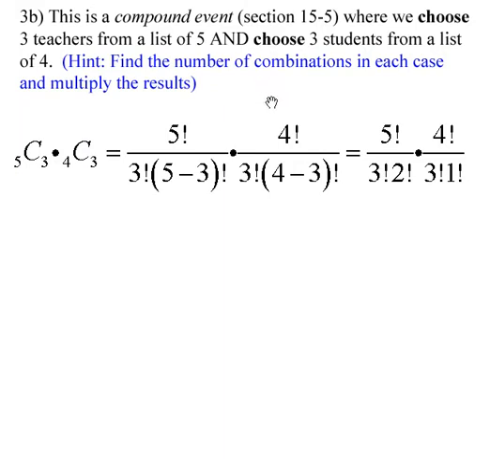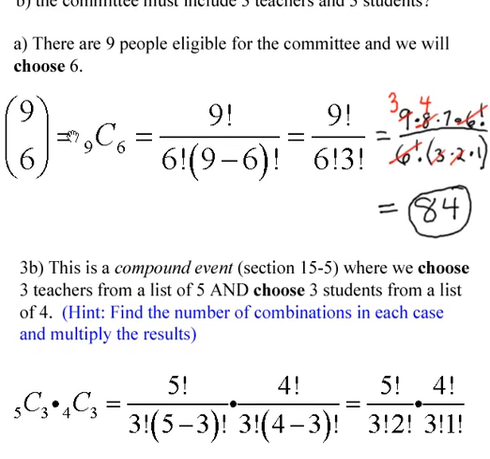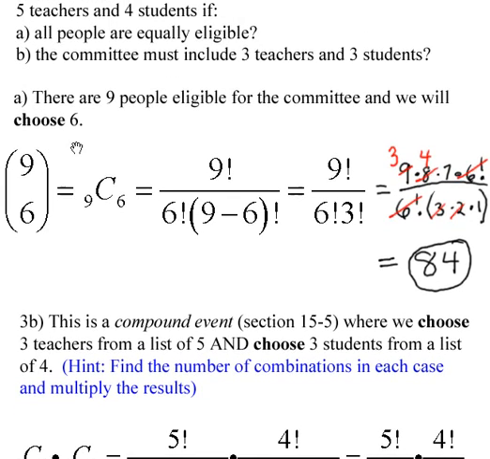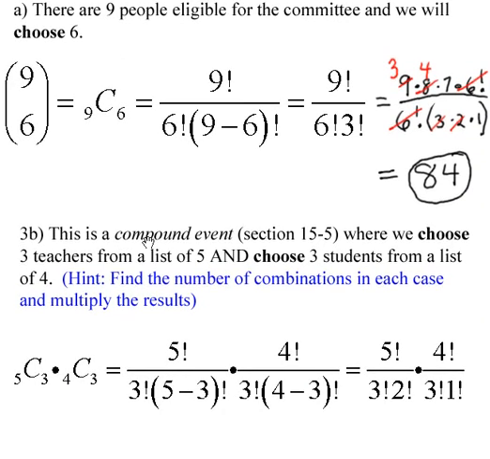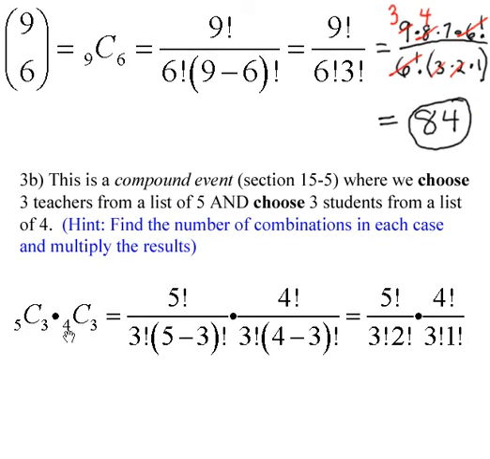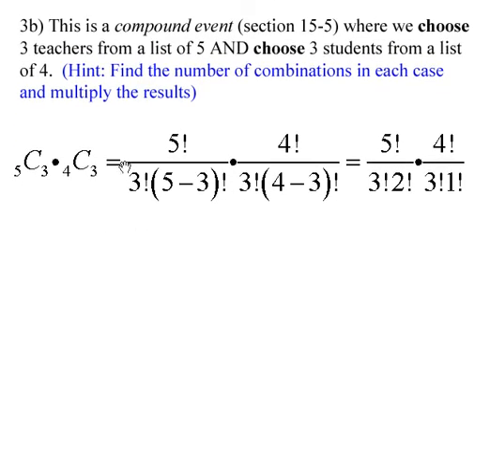So here's where we've got our numbers in our formula from. We've got 5 teachers to choose from, and we're going to choose 3. And we have 4 students to choose from, and we're going to select 3. Okay, we started with 5 teachers, 4 students. So for teachers, 5 choose 3. For students, 4 choose 3. We're going to do each formula and then multiply the results together.